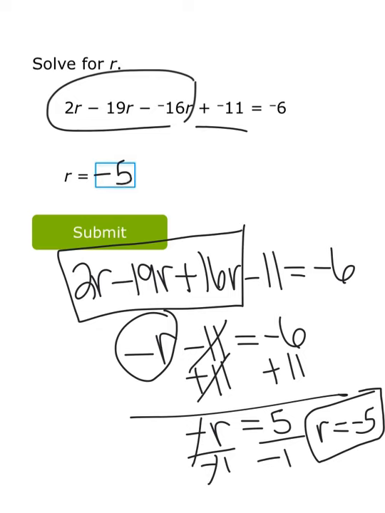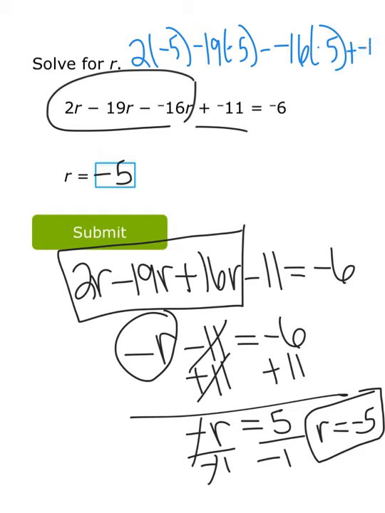Okay, let's plug it back into this original equation and just double check that we did the work correctly. So everywhere you see an r, we're going to plug in a negative 5. And you can keep the same equation if you want, minus negative 16 times negative 5 plus negative 11. So if I type all of this in my calculator, I get it to equal negative 6. And that's exactly what we want it to be. So we know we did it correctly.